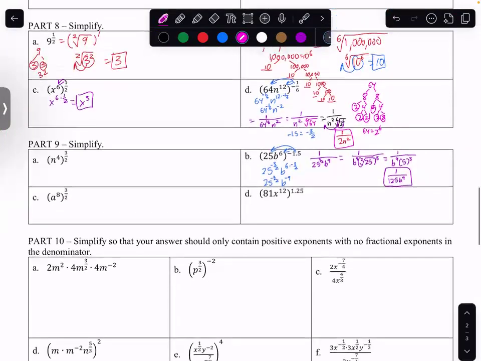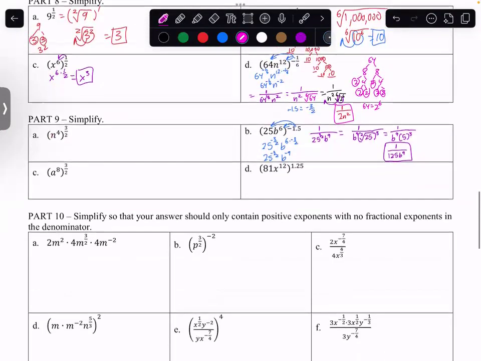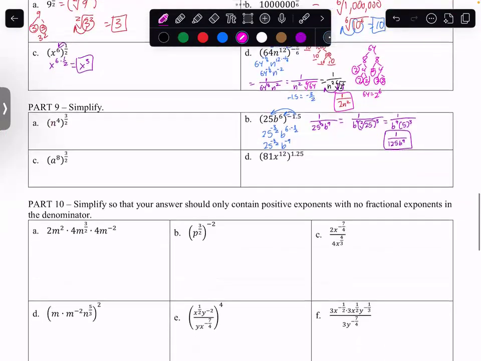Okay, so I know not everyone got to this bottom section, but let me just do a couple so that you can see different ways you could have approached this. Okay, so like letter C.